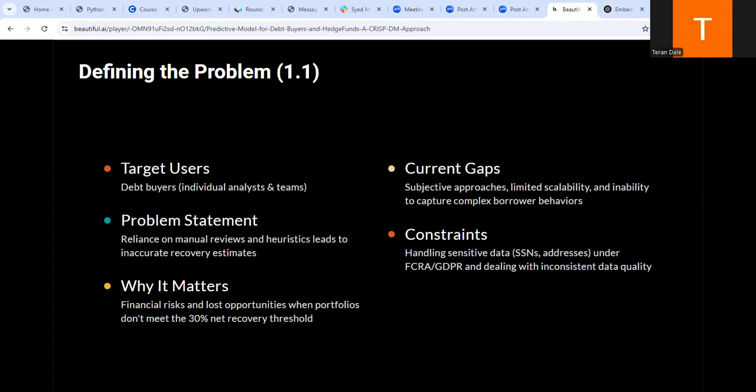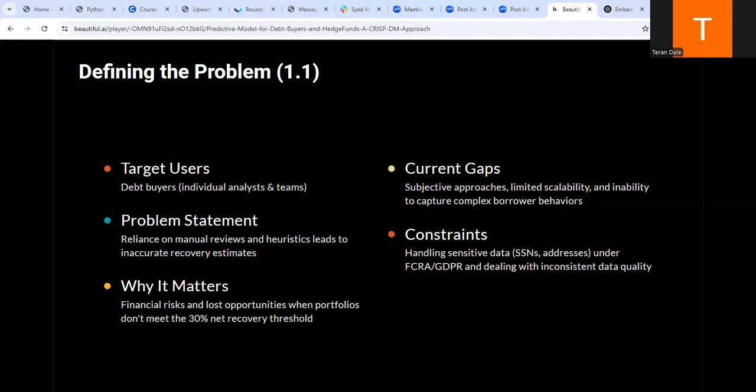a buying decision. So, the current methods we touched upon today: many buyers use a rule of thumb or manually review a sample subset of accounts. These methods are subjective, fail to capture the complexity of borrower behavior, which is key. Machine learning can definitely capture this, and external economic conditions, and these methods are not scalable to large portfolios that can contain tens of thousands or even millions of individual records. So that's the problem that we're probably seeing.